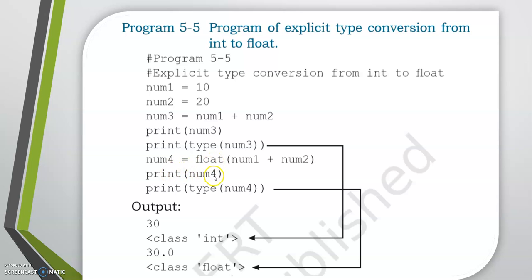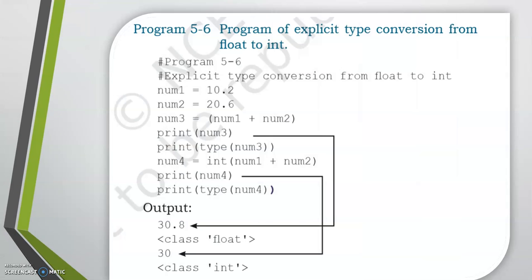Print means to display the output. So when we print the type of num4, the value is going to be 30.0, which is in the float class. The first output we had was 30, which was class int, and after putting float of num1 plus num2, we have 30.0, which is in the class float. This means we have converted an integer value to a float value, and this is done using explicit type conversion.